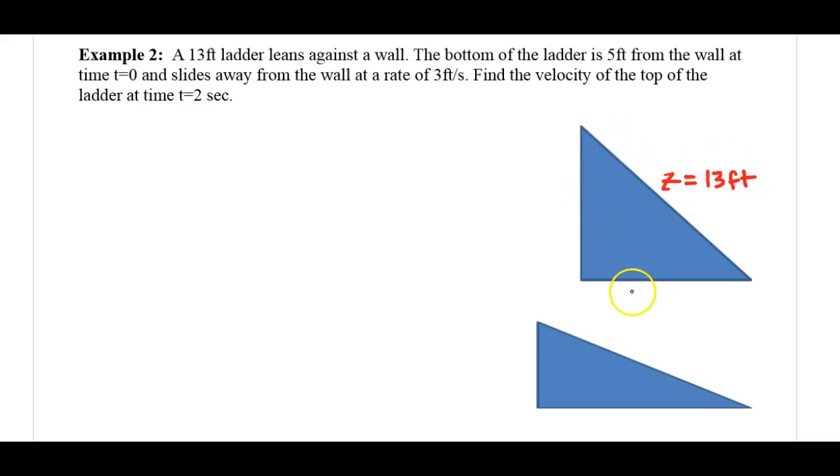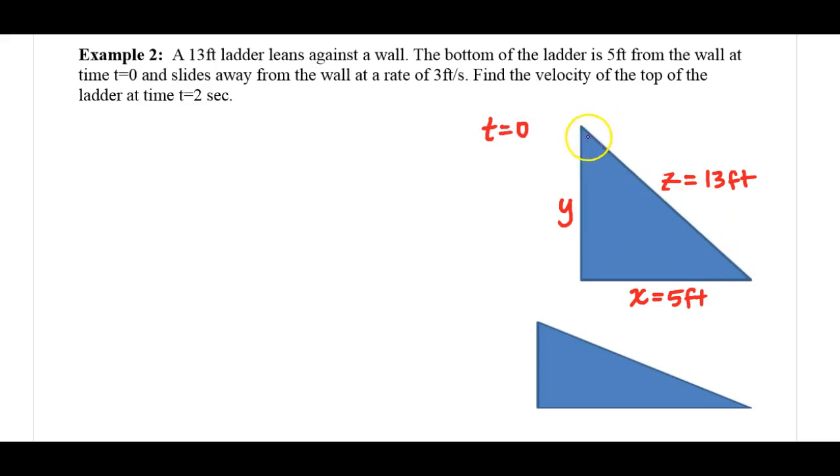And so let's call this X and this Y. So Y is going to be where the wall would be, and Z is the ladder. We're told that the bottom of the ladder is 5 feet from the wall. Again, this vertical line represents the wall. So the base of the ladder, X, is 5 feet. And this is when time equals 0. So at time 0, I have this 13-foot ladder.